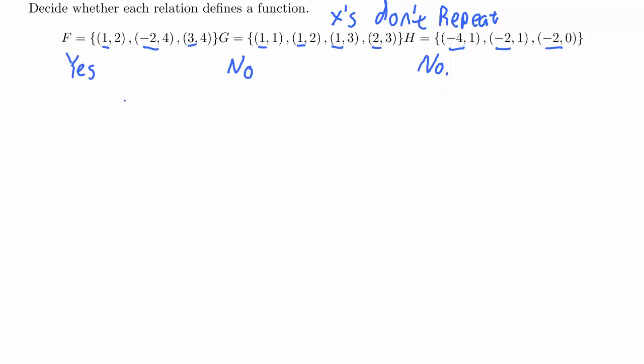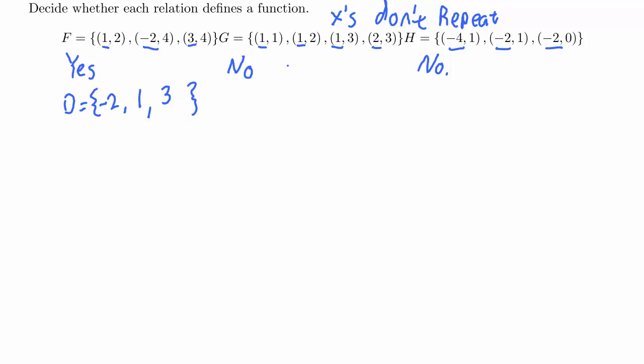Now, I also want to talk about domains and ranges. Domain is simply the set of all of your x values. So if I look at f here, I want to look at all my x values. 1, -2, 3. I want to write them all down here because all of them need to be accounted for. But I want to try and do it in numerical order. Therefore, I should put -2 first, followed by 1, followed by 3.